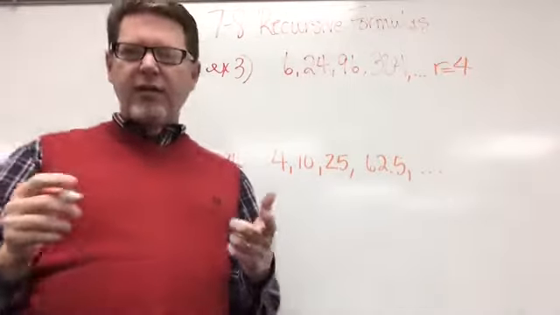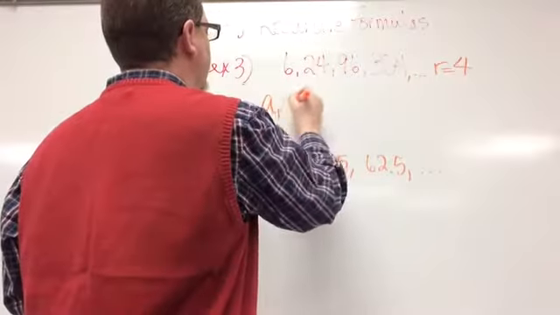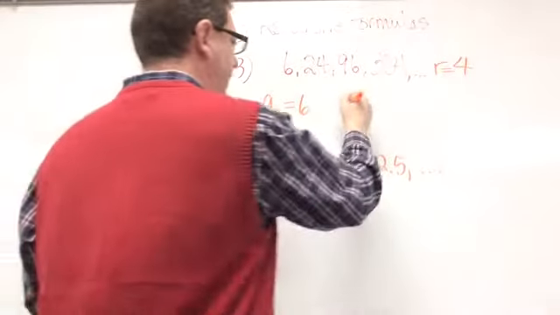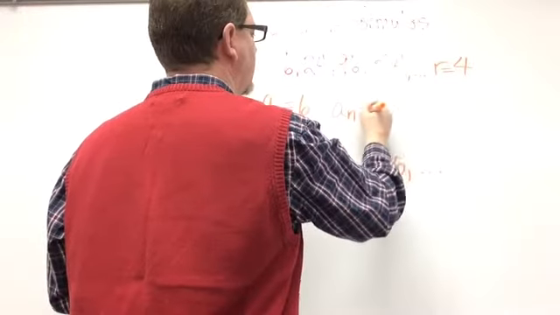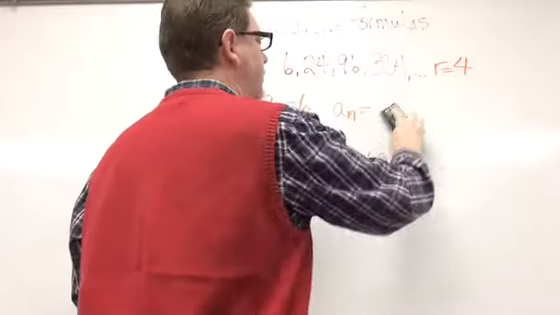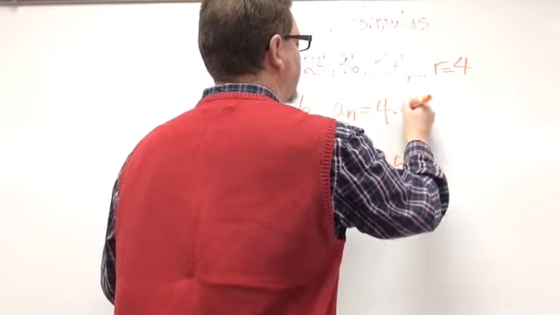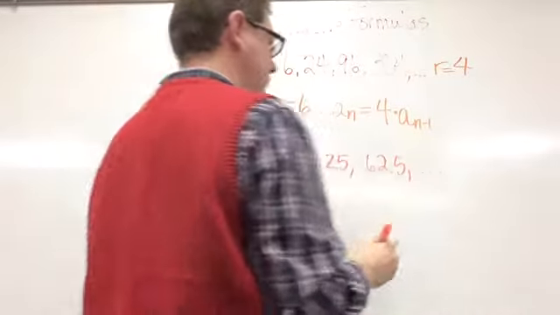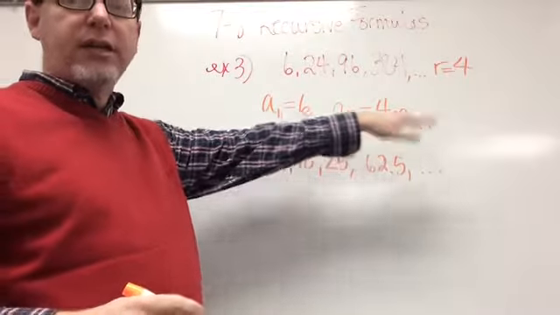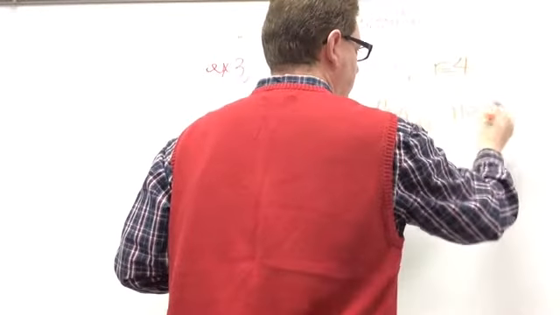Okay? So now that I know that, I can write my recursive formula. I start with my first term. a sub 1 equals 6. Not a big deal, huh? So a sub n equals... I wrote that too soon. First, I have to write my common ratio, which is 4 times a sub n minus 1. So I'm multiplying every term by 4 to get the next term. And I know that n is greater than or equal to 2.